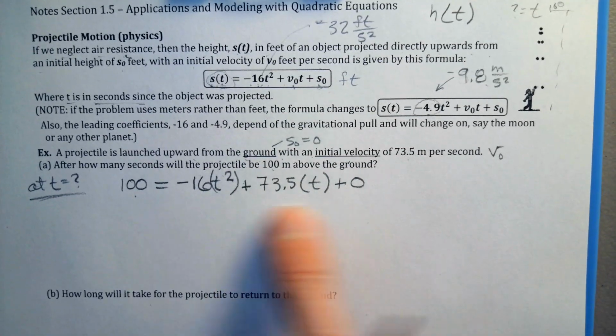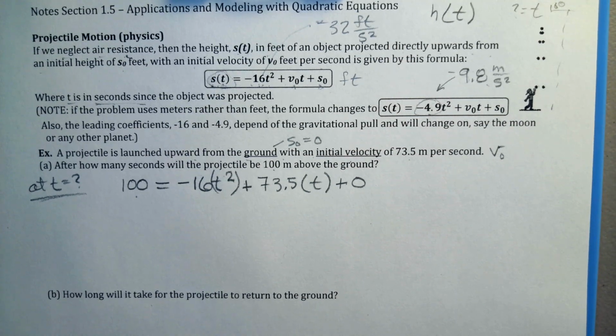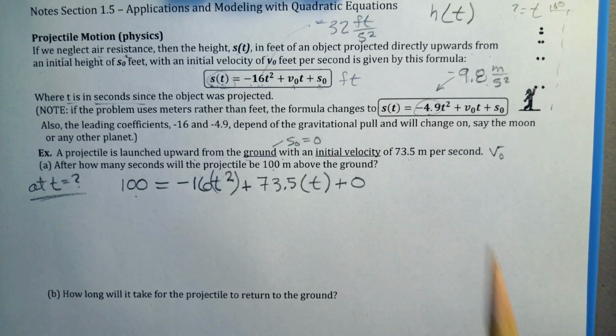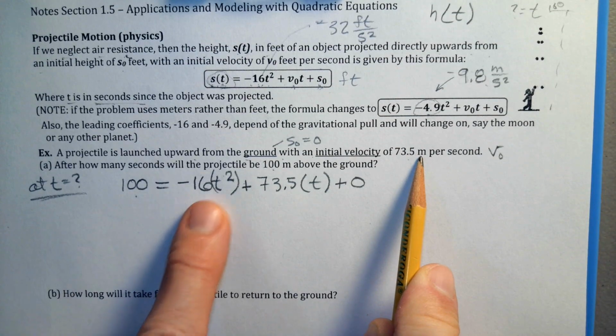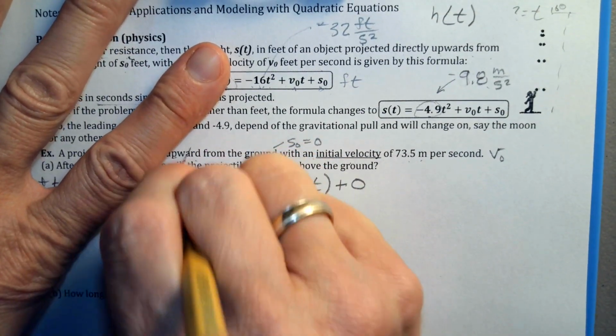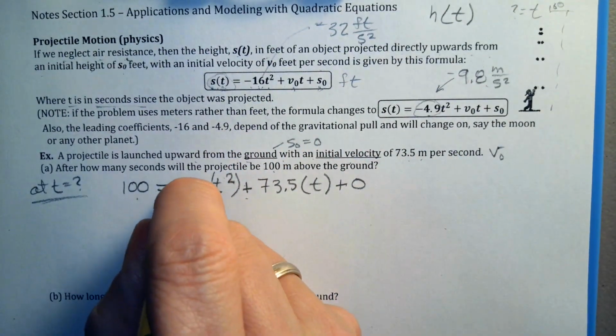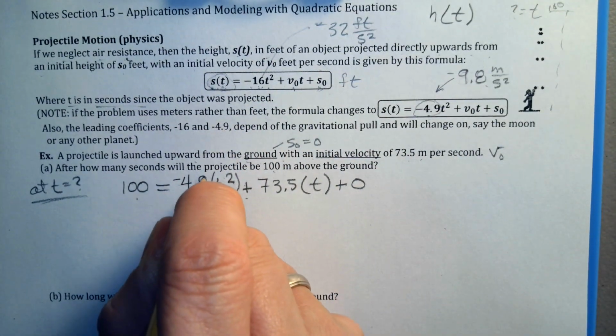All right, so again, this is a quadratic. We just need to solve this quadratic equation. So we want to bring everything to the same side. Oh, you know what? This is meters, so I'm using the wrong equation. So it's not 16, that would be feet. This is negative 4.9. Okay?